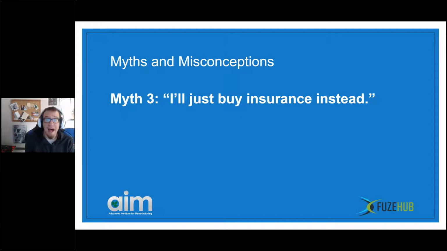Myth number 3, I'll just buy insurance instead. So this is a common way of dealing with a lot of other disasters or issues or problems that might arise in your business. Everybody has some sort of insurance on their facilities, on their equipment, on their employees. So if something happens to any of them, you can get reimbursed by an insurance company, and then that will help cover the cost of that disaster.